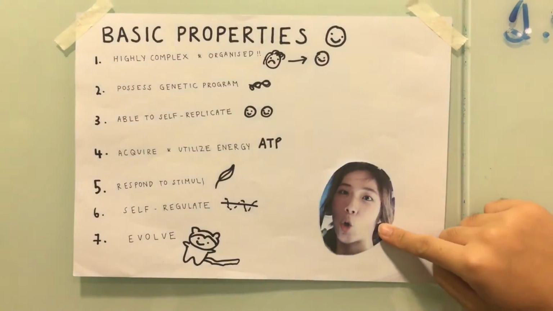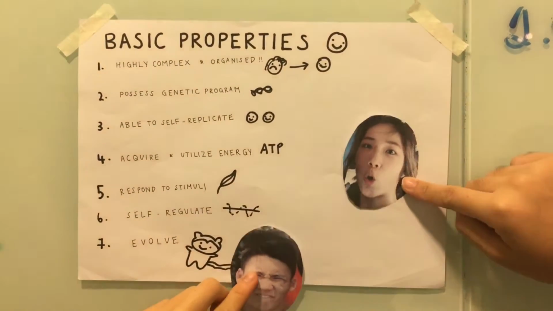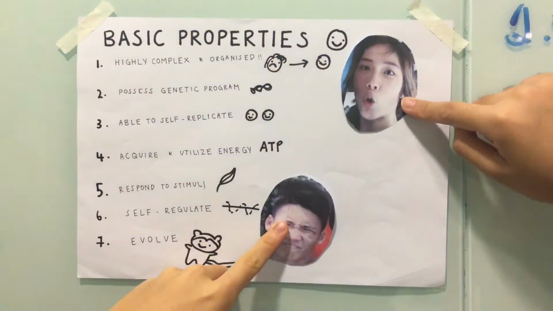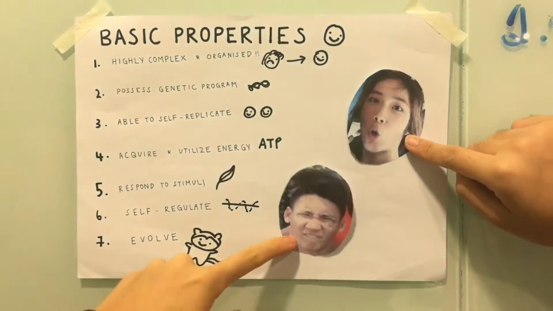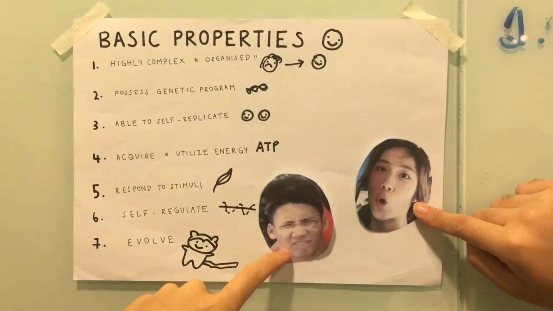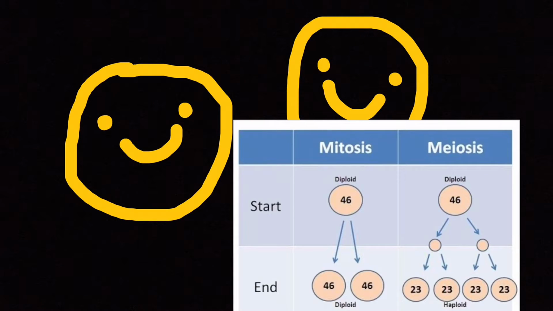Secondly, cells possess a genetic program that is packaged into their chromosomes. They are built according to the genetic info that is encoded by the genes. Thirdly, cells also can self-replicate. They usually do so by mitosis and meiosis.